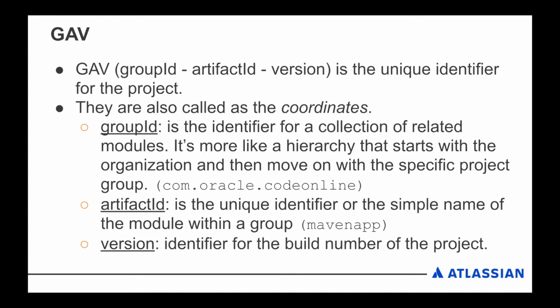The GAV, group ID, artifact ID, and the version, is the unique identifier for each project, and they're also called the Maven coordinates. The group ID is the identifier for a collection of related modules, so you can reverse your domain name like com.oracle and then specify a group or organization within your company like Code Online. And artifact ID is the unique identifier or the simple name of the module that you have, and we named our module maven-app. The version is the identifier for the build number of the project, so it contains the major, minor, and incremental versions.